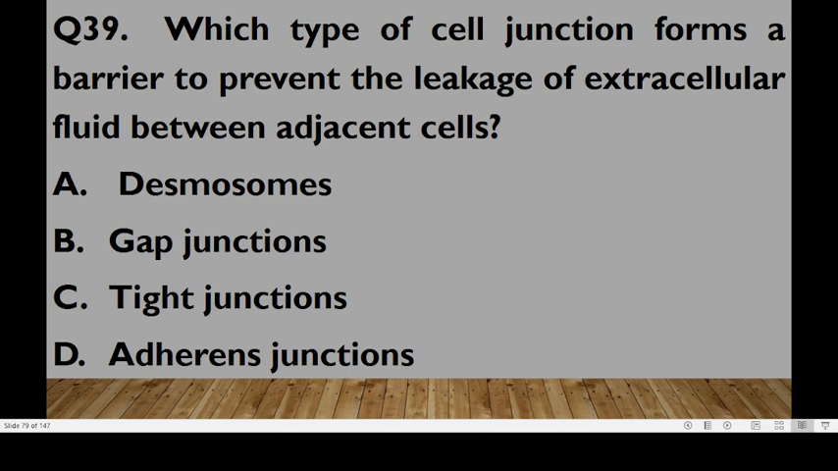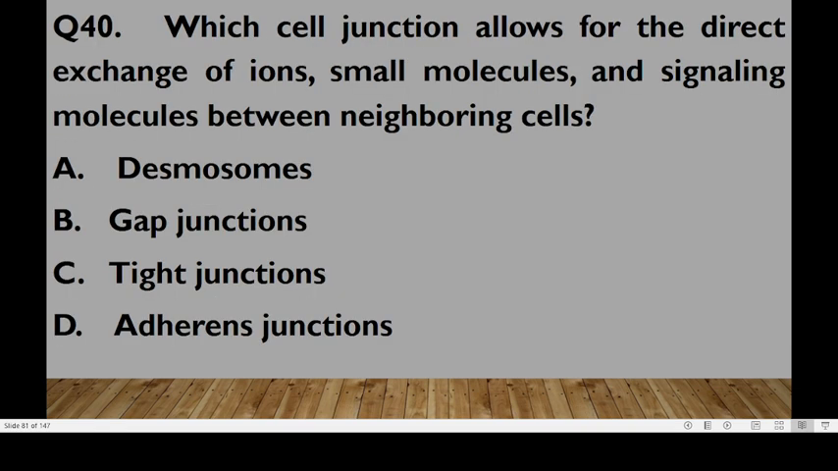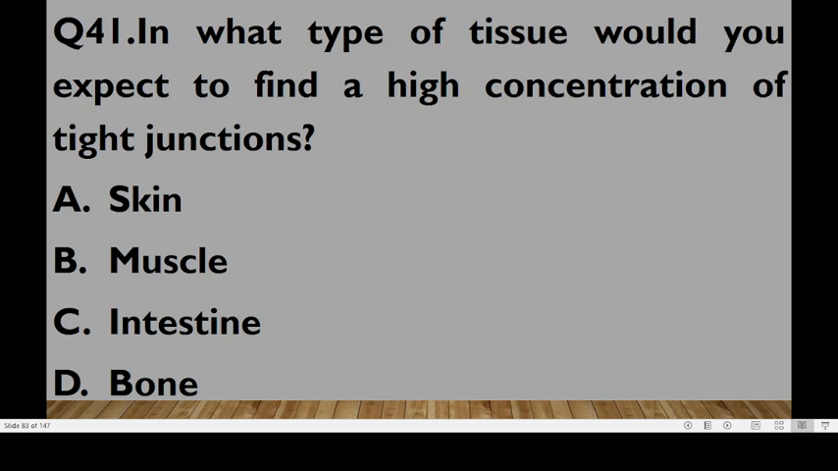Which type of cell junction forms a barrier to prevent leakage of extracellular fluid between adjacent cells? Between adjacent cells, those are tight junctions. They form a seal between adjacent cells, preventing leakage of extracellular fluid between them. Which cell junctions allow for the direct exchange of ions, small molecules, and signaling molecules between neighboring cells? Here we are going to talk of gap junctions. These are specifically responsible for the direct exchange of small molecules and ions between cells.